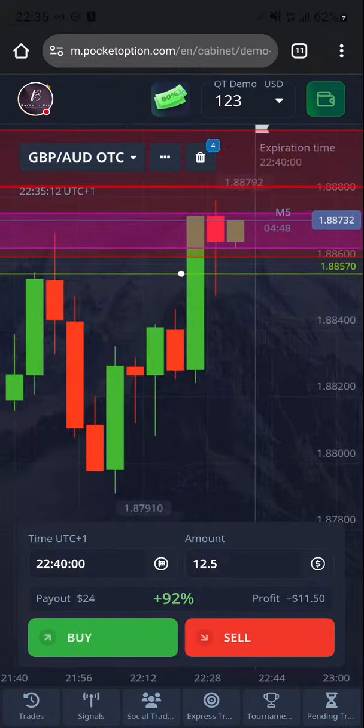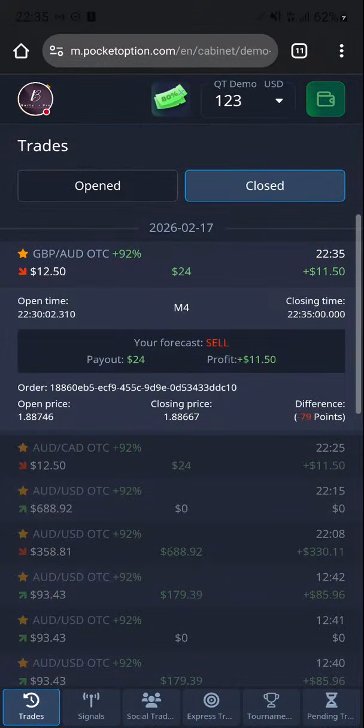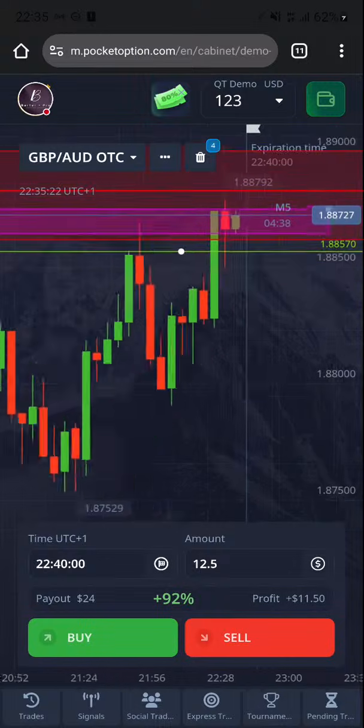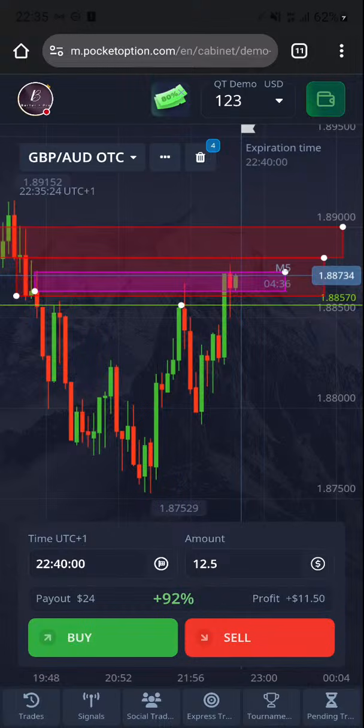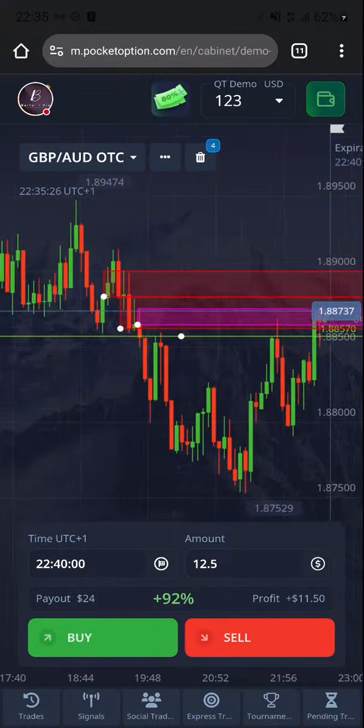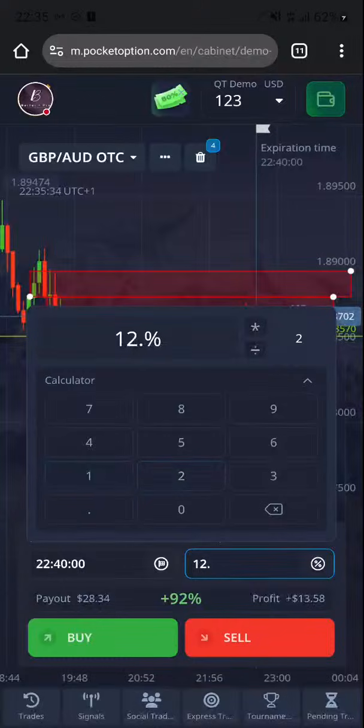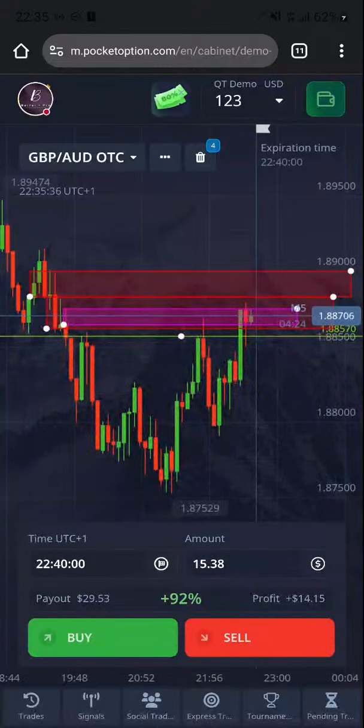Oh, that was a beautiful trade. We won this trade. And I was not even paying attention to it. Oh, that's beautiful. We won this trade. Remember this trade we took here? And the sellers came in. That's a beautiful trade right there. Okay, so that's two. That's not bad. Let's go with 12.5% also.